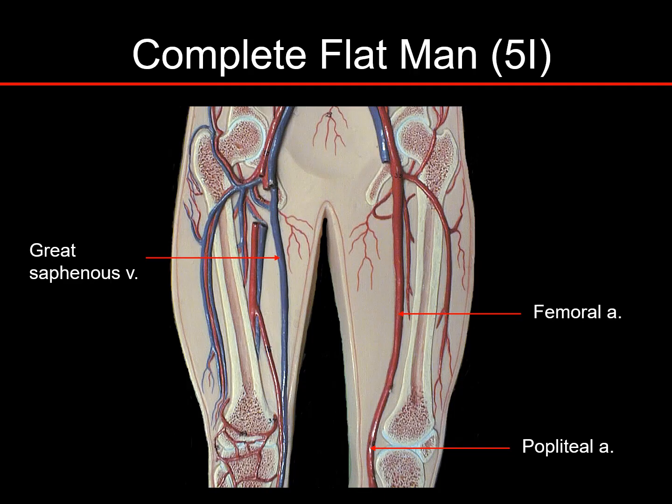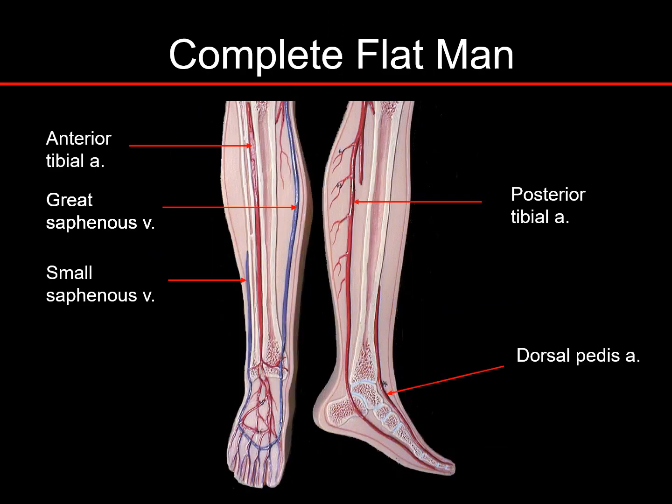So if we put it all together, we'll take a look at the lower limb from top to bottom. We'll start with our arteries. So we have that femoral artery coming down, branching off the abdominal aorta, and then that'll continue as the popliteal artery, and then we'll see how it branches underneath. And then up here we've got the femoral vein and the great saphenous vein coming up and joining together and into the vena cava.